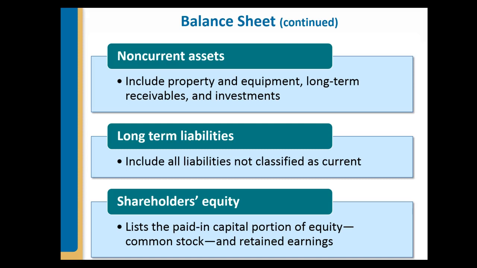Any liability not classified as current is classified as long-term. Shareholders' equity lists the paid-in capital portion of equity, which we call common stock, and retained earnings. The income statements are tied into the balance sheets through retained earnings. Specifically, the revenues, expenses, gains, and loss transactions that make up net income in the income statement are ultimately, at the end of the period, closed out to retained earnings.